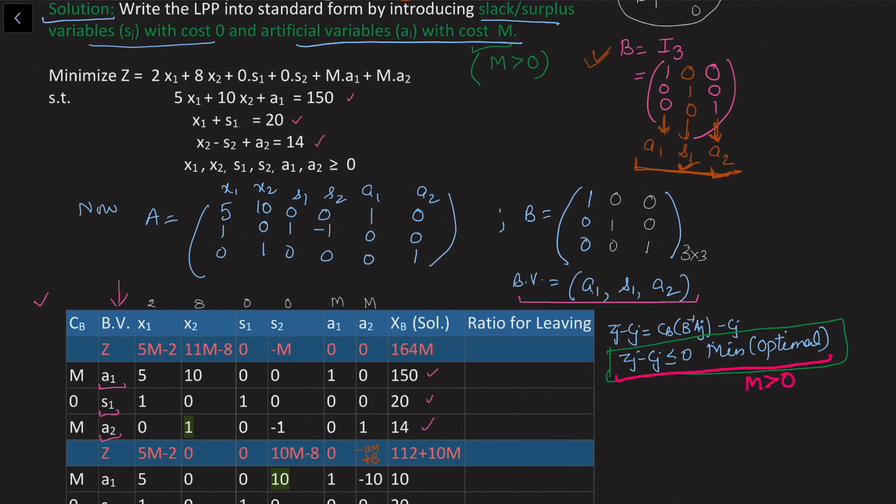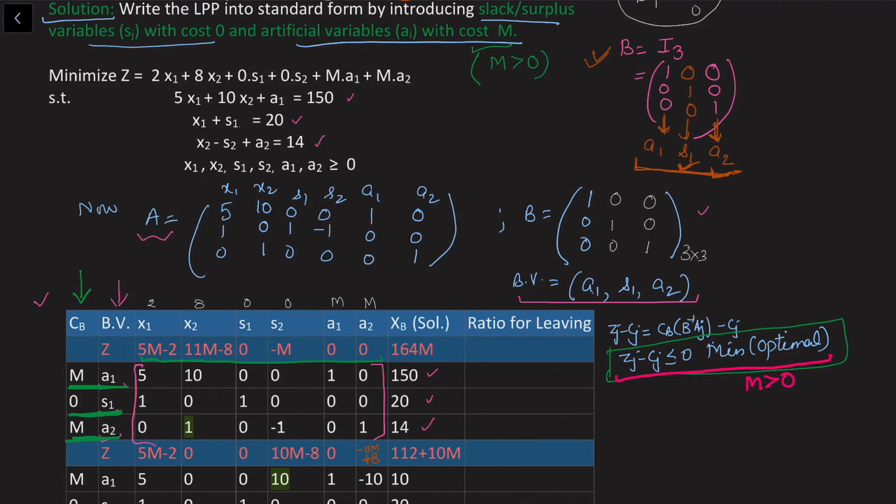And then writing the A matrix straight away in the body of the simplex table. Because it corresponds to B equal to identity, the scalars come as they are, and we now need to calculate the Zj minus Cj. To calculate the Zj minus Cj, I have to write the Cb vector corresponding to the basic variables. So the cost of the artificial variable is M, and the cost of the slack variable is 0.